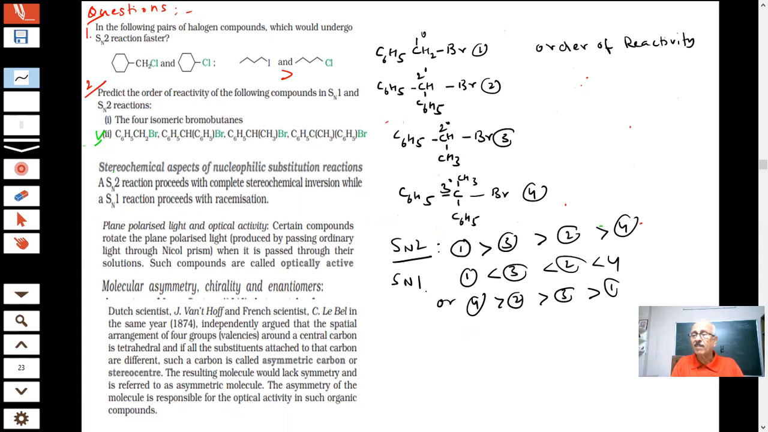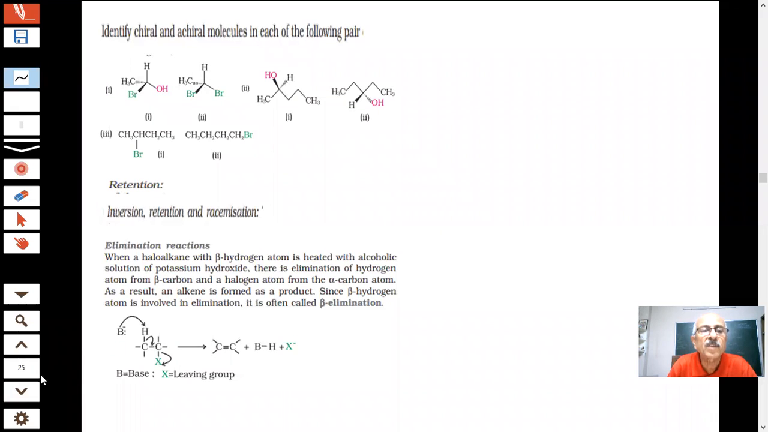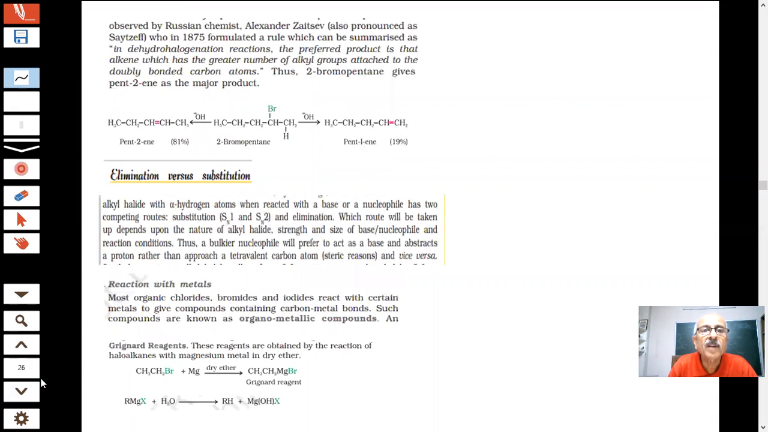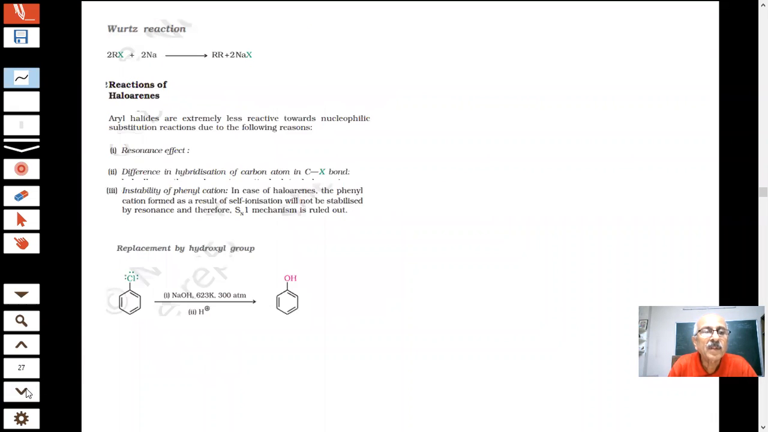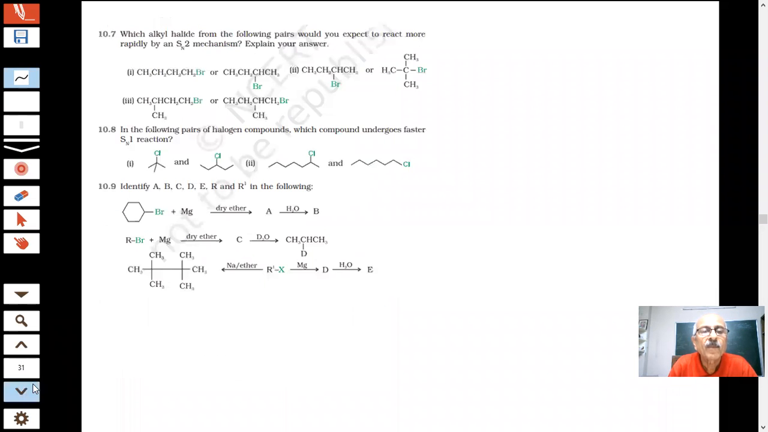This ends our mechanism and important questions of nucleophilic substitution. But one or two more questions, because there is another chapter coming, stereochemical aspects of nucleophilic substitution reactions. That is a complete topic which we want to discuss in that. For example, here is a question.